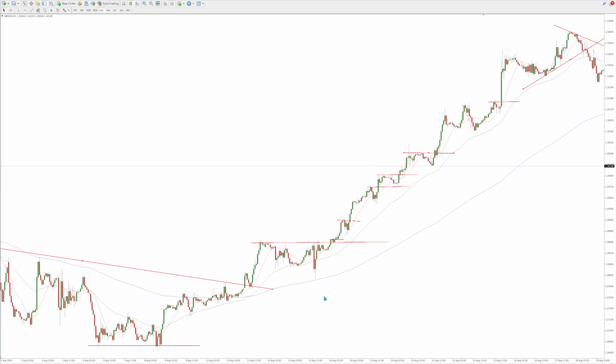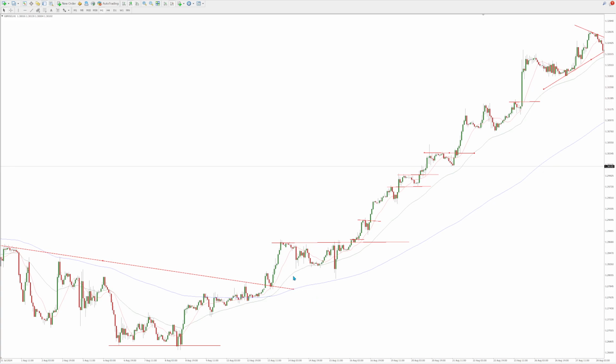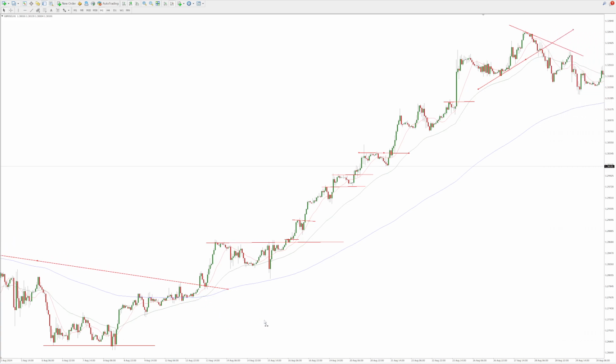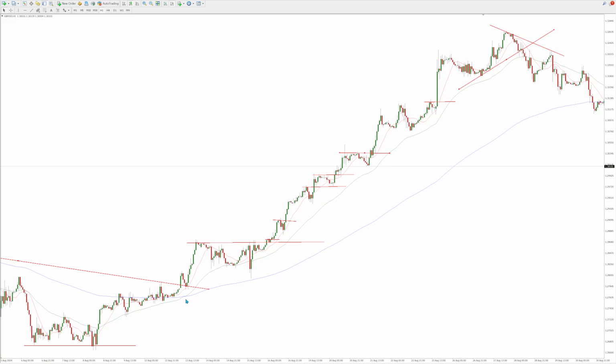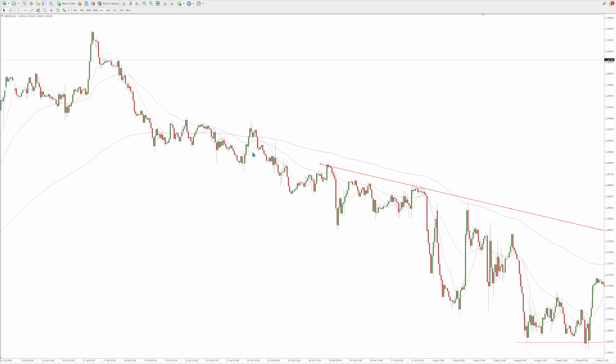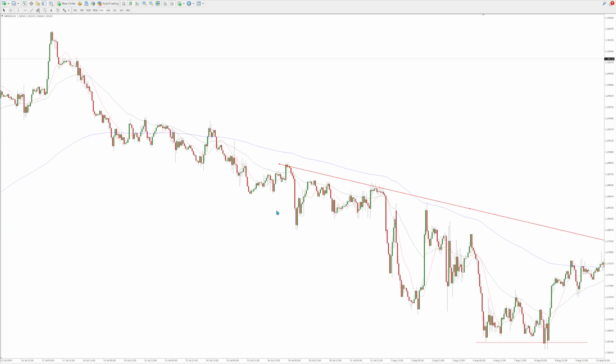The 50 and 200 EMAs are two of the big ones. That means that they're watched by lots of traders, retail traders, institutional traders. When the 50 crosses above the 200, it's known as a golden cross. Okay, so that's a big bullish signal. Just as when the 50 crosses below the 200 is known as a death cross, which is a strong bearish signal.